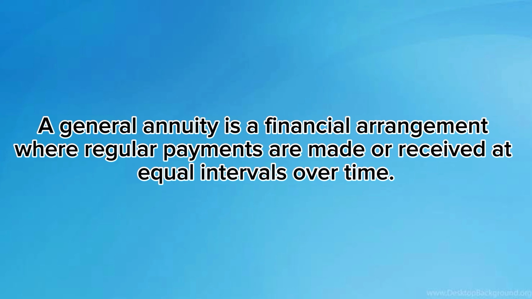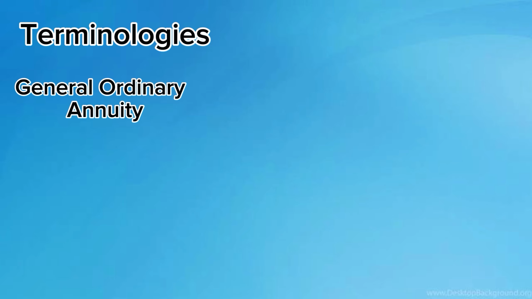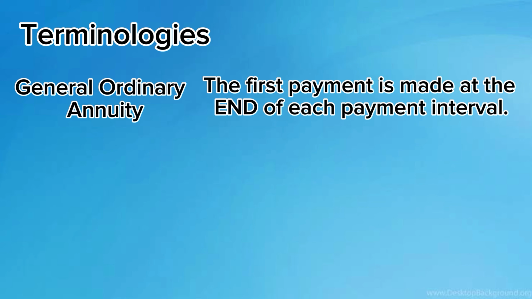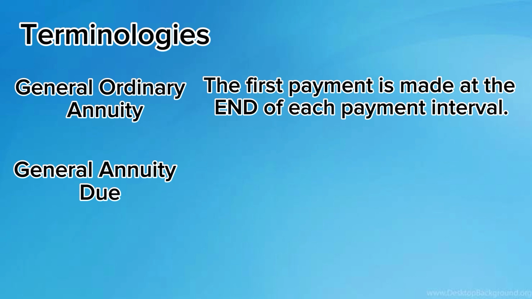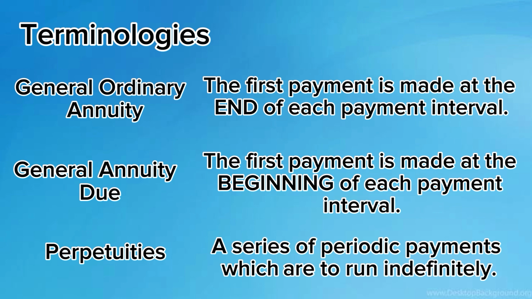A general annuity is a financial arrangement where regular payments are made or received at equal intervals over time. There are three terminologies. First, general ordinary annuity. The first payment is made at the end of each payment interval. Second is general annuity due. The first payment is made at the beginning of each payment interval. And third, perpetuities, a series of periodic payments which are to run indefinitely.